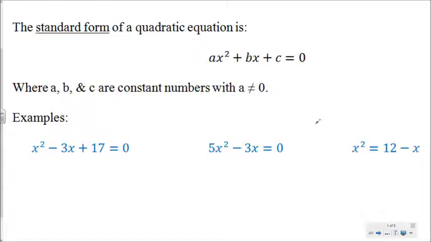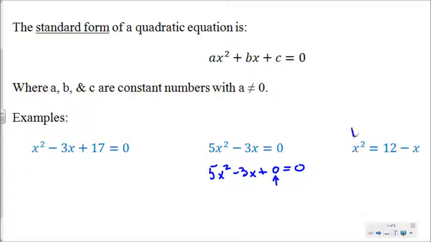So here are 3 examples. Notice that the first one is already written in this standard form, as is the second, where there's no constant term in this example, so that's really just a value of c equals 0. We could rethink of it as 5x squared minus 3x plus 0 equals 0. So the value of c is really just 0, and it's still a quadratic equation in standard form.